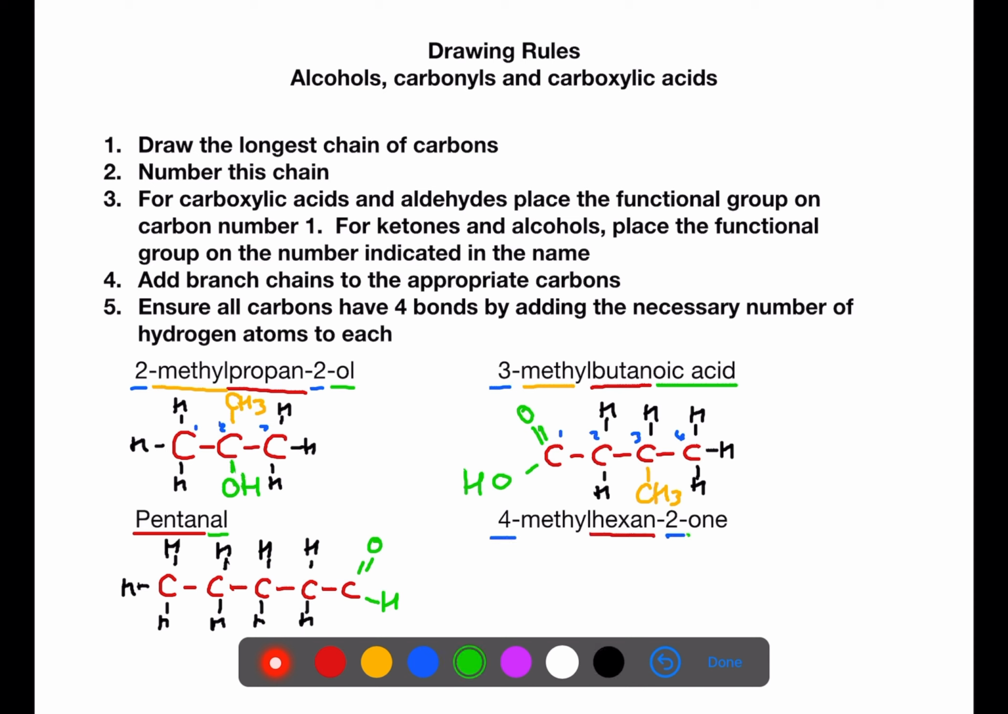In this final example, we have hexanone, which is 6 carbons. On number 2 we have a carbonyl group, indicated by the suffix -one. On number 4 we have a methyl group.